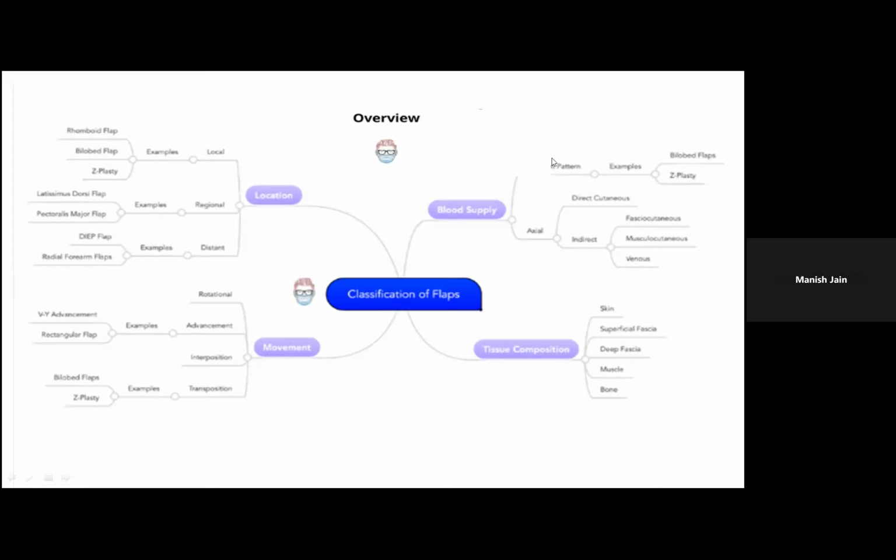Like I already told you, the random pattern flap's main blood supply is the subdermal plexus. Axial pattern flaps are flaps in which there is a named blood supply which runs along the longitudinal axis of the flap, like radial forearm flaps. According to tissue composition, we can divide flaps into cutaneous flap, in which there is only skin; fasciocutaneous flap, in which there is skin along with the fascia; musculocutaneous, skin and muscle; and osteocutaneous, in which muscle, skin, and bone are all part of the composition.